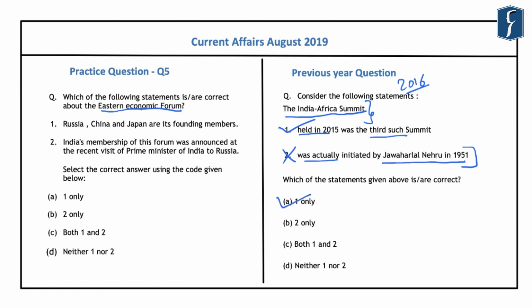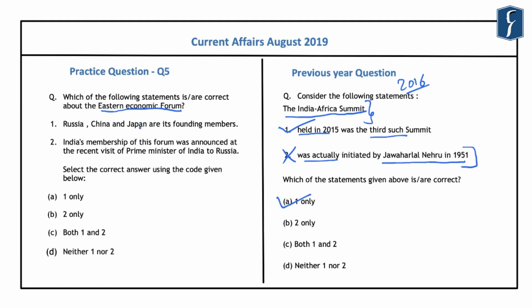Now, based on this, the question that we have found is: which of the following statements is or are correct about the Eastern Economic Forum? Now, this Eastern Economic Forum was in the news because the Prime Minister of India visited this forum at its 5th meeting. And it was at this summit that the Prime Minister launched the Act Far East policy for Russia and announced a support of $1 billion.